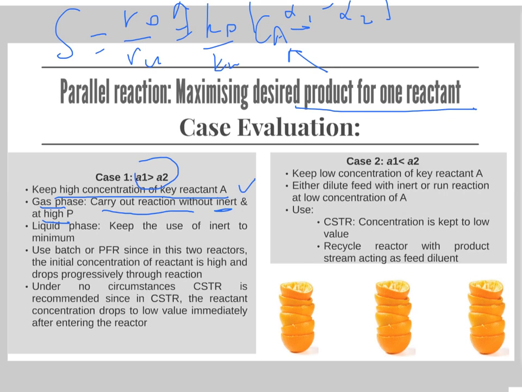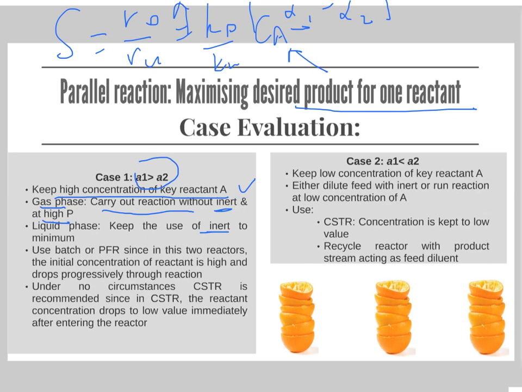So what does it mean? Why don't we use inert? Can we think about that? If we have liquid phase, we have to keep the use of inert to a minimum. Again, this is about inert, because if we use inert, then we are diluting the concentration. That is why we need to operate at high concentration.